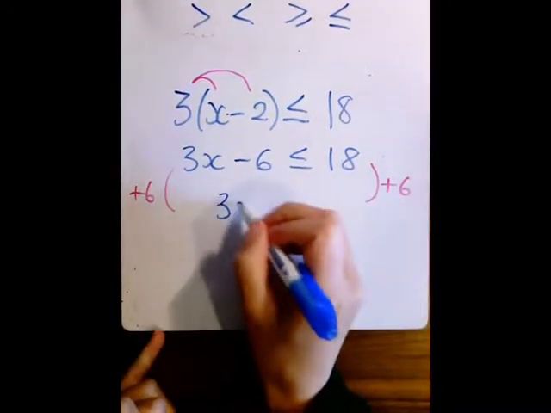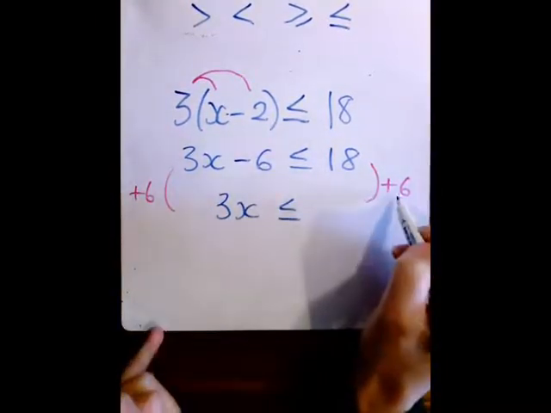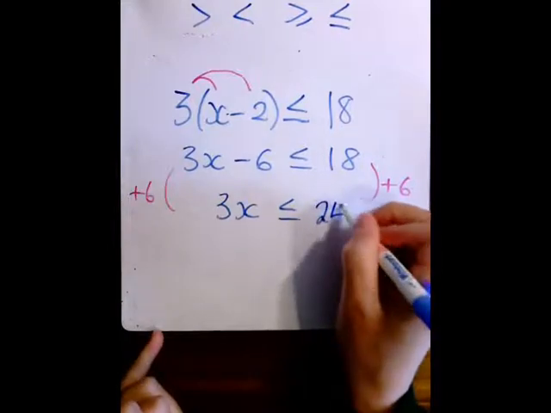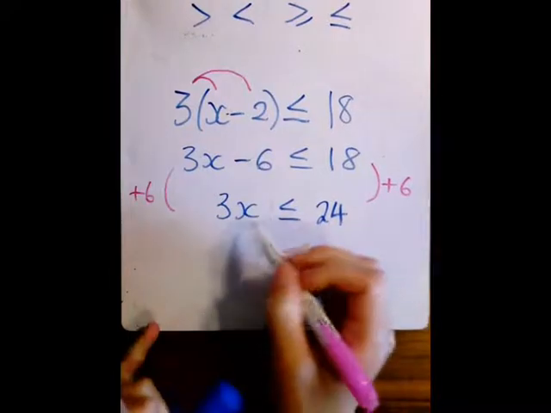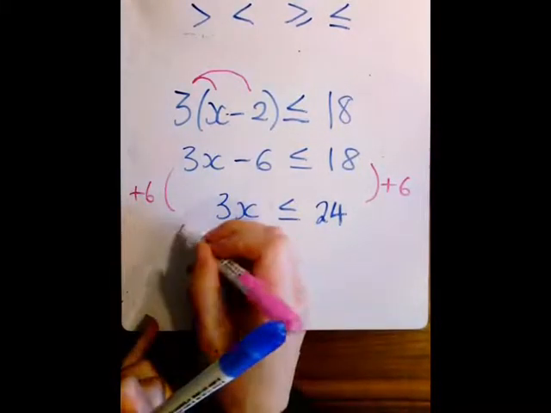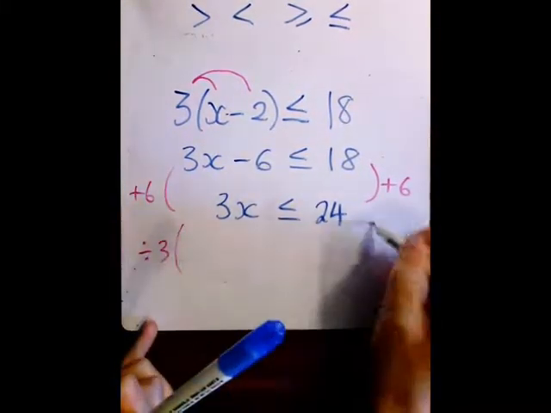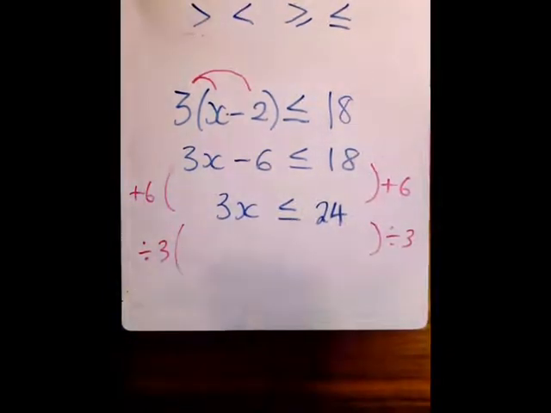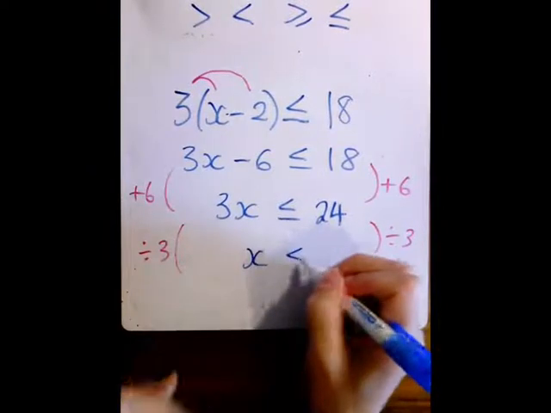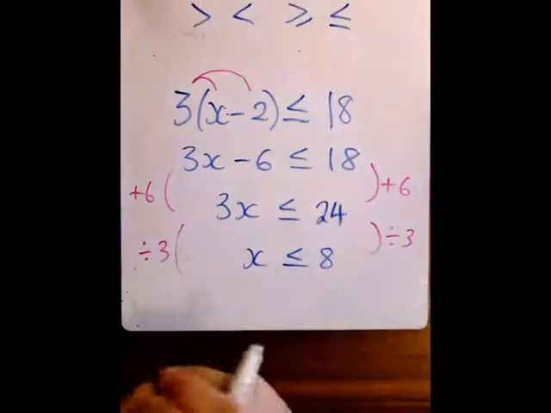So we're left with 3x on this side, and 18 add 6 is 24. And now I've got 3x, but I only want 1, and because this means multiplied, divide by 3 both sides. I'll get x here is less than or equal to 8.